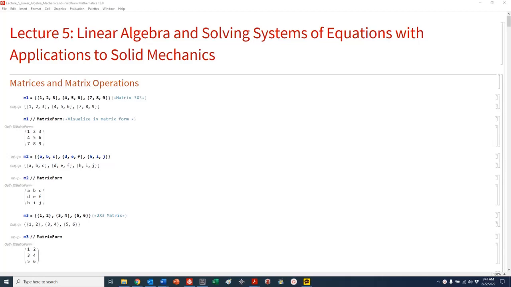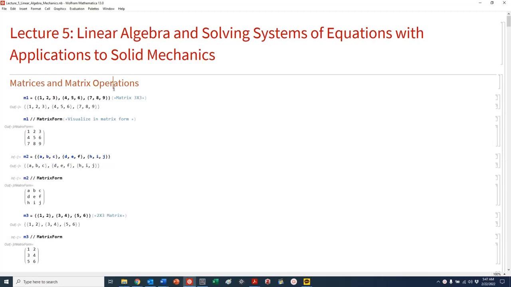Hi everyone, we are back and we are on to Lecture 5, Linear Algebra and Solving Systems of Equations with Applications to Solid Mechanics. So, we are going to get into a little bit of linear algebra and really applying it to how we solve systems of equations, how we set up and solve systems of equations, how we diagonalize matrices and tensors, how we work with eigenvalues, eigenvectors, and all types of fun rotations.